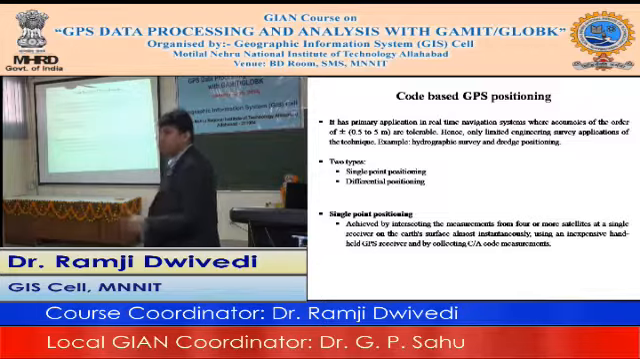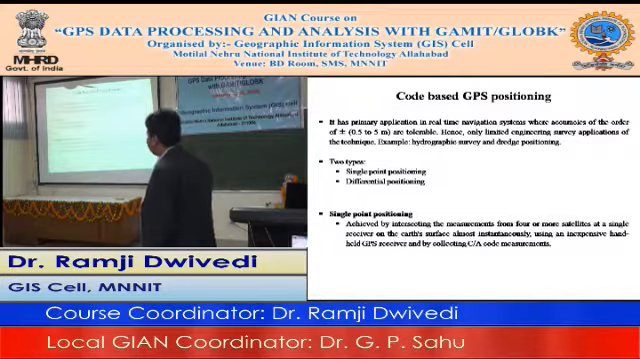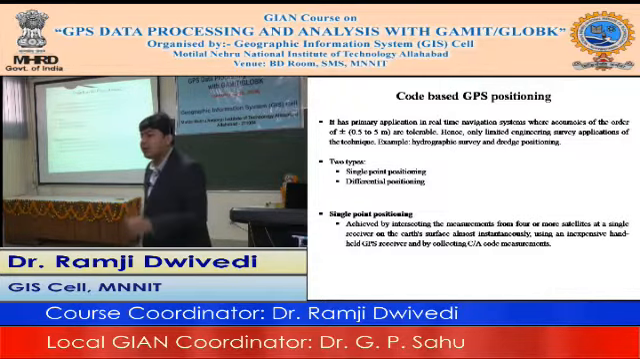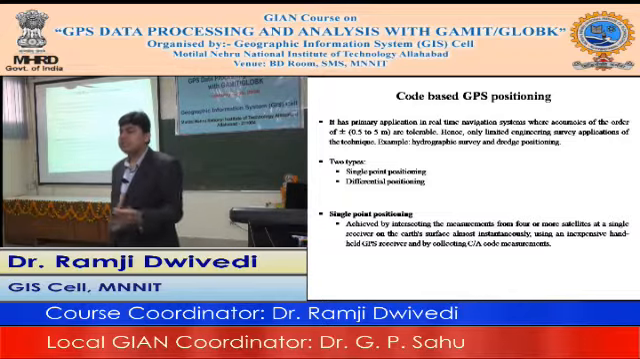You can go for triple P, but that will be phase based. So there are two types: single point positioning and differential positioning. We have discussed the mathematical model of single point positioning in the last few classes. We have discussed DGPS also, which is for code pseudo ranges: corrections to the code pseudo ranges at the rover position.